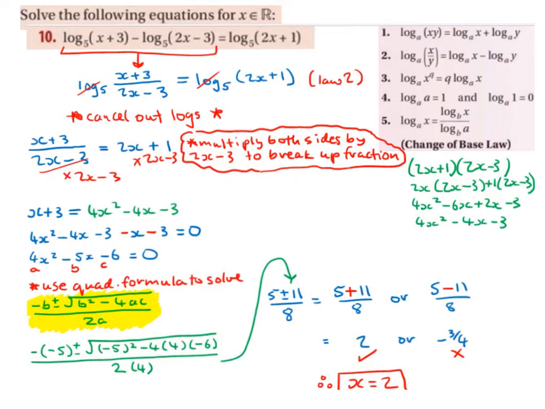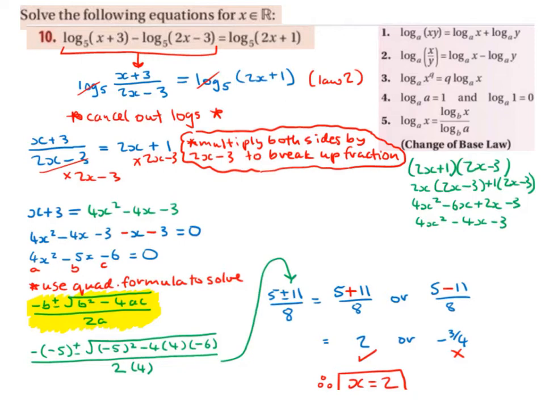So I'm going to start off by using law 2 of our log laws to rewrite log base 5 of x plus 3 minus log base 5 of 2x minus 3 as log base 5 of x plus 3 divided by 2x minus 3. Because our logs are the same, our bases are the same, this minus can become divide. So on the left hand side we've got log base 5 of x plus 3 divided by 2x minus 3 equals log base 5 of 2x plus 1. So this just comes down as it is.